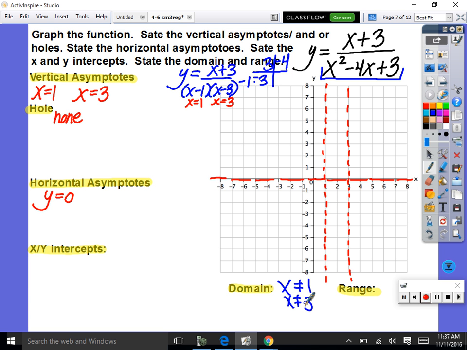Now, if you were in honors, which I really think you guys are at the same level, then we would say negative infinity up to 1, not including 1, union 1 to 3, union, and then from 3 to infinity. Your pre-calculus teacher will have you do it in interval notation. Everybody good with that? I would practice that if I was you to prepare myself for next year.